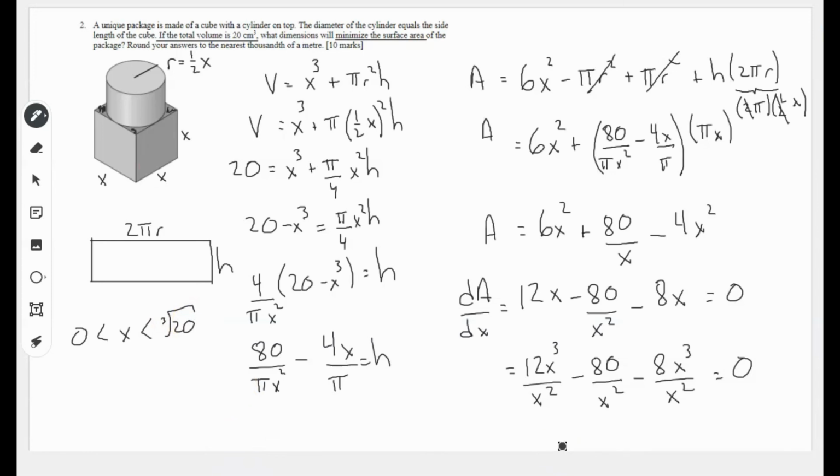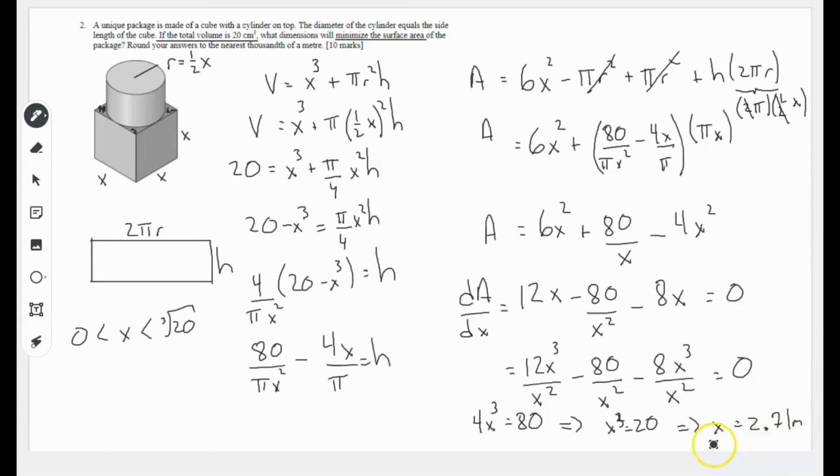So since I want to know when this is 0, I can just look at the numerator. We have 12x cubed minus 8x cubed, so that just gives us 4x cubed minus 80 equals 0, but I can bring 80 to the other side. Okay, divide by 4. Running out of room, so I'm just going to move over here. So we have x cubed equals 20. And therefore x equals approximately 2.71 meters.